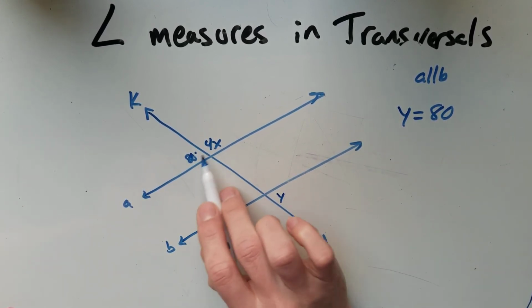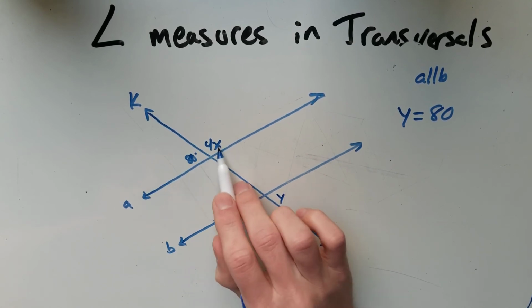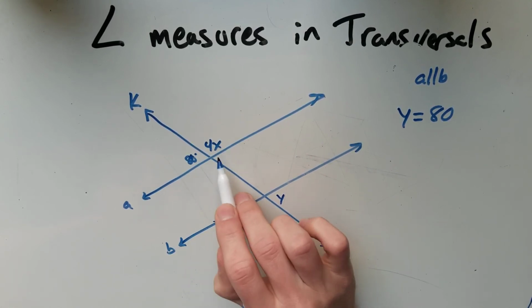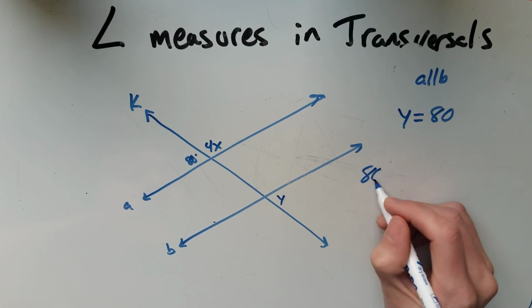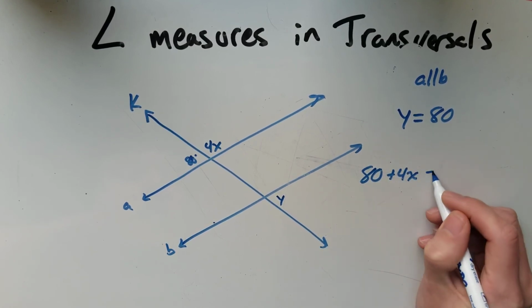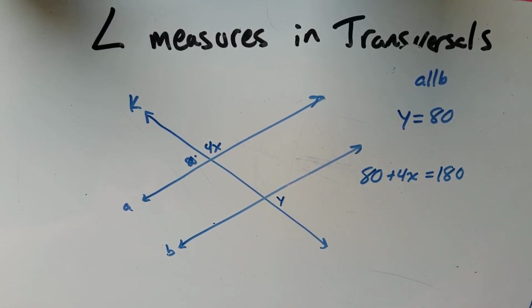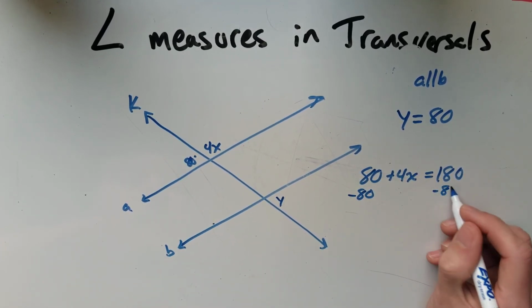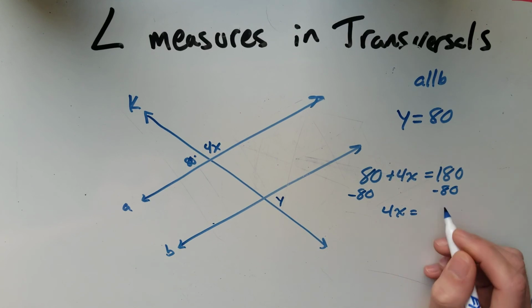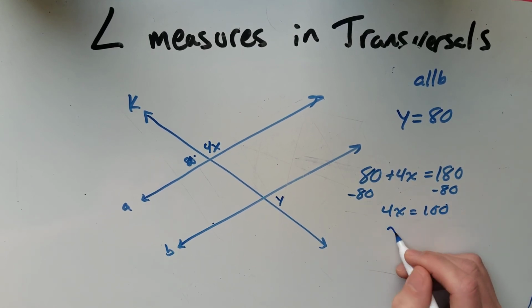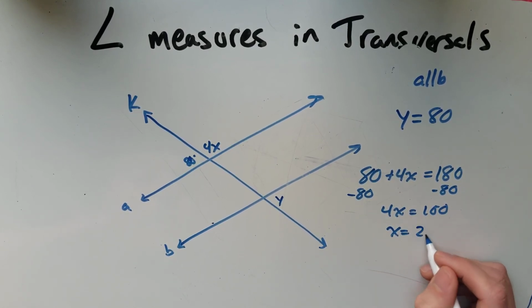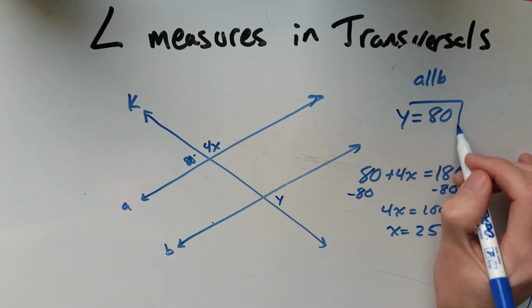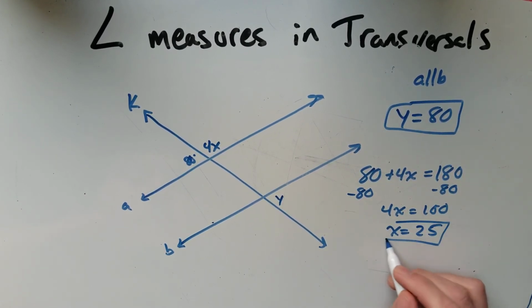Now over here, between these two angles, the relationship between them is together, they make the 180. So 80 plus 4x should equal 180. They're supplementary. And then we're just going to solve, get x by itself. So 4x equals 100. X equals, you divide by 4, 25. So y is 80. X is 25.